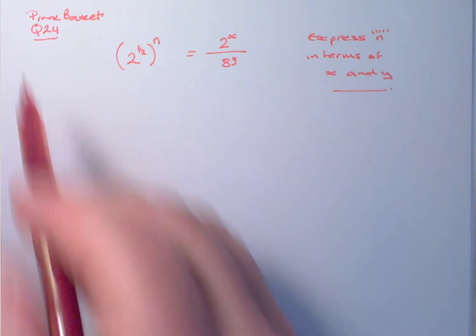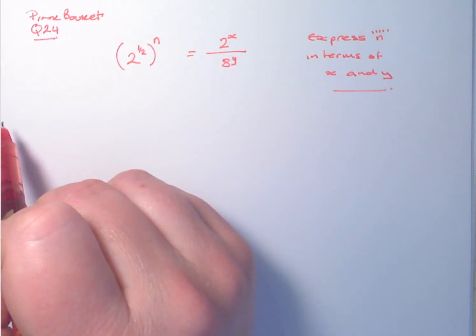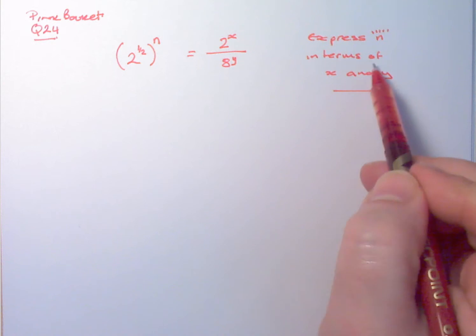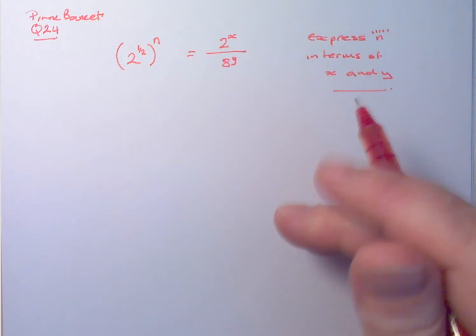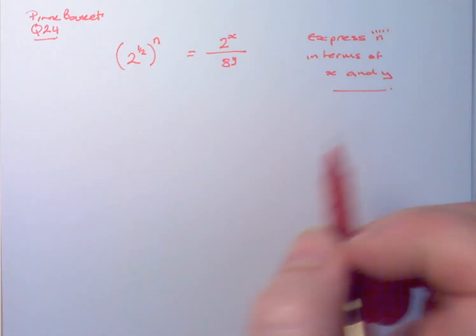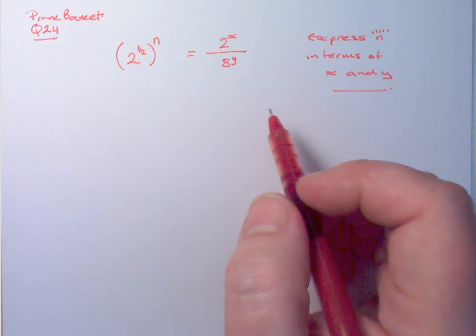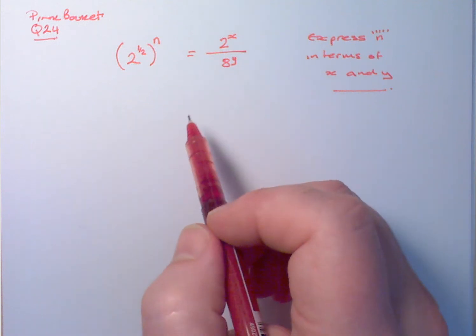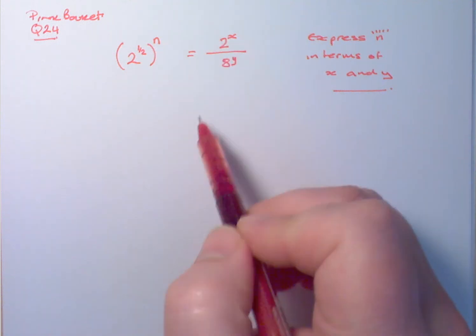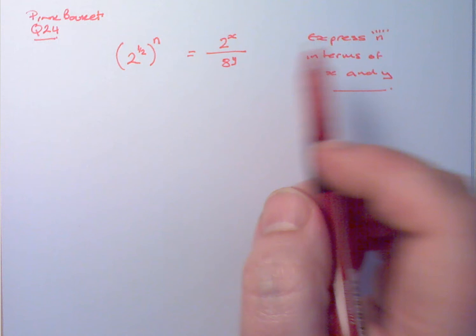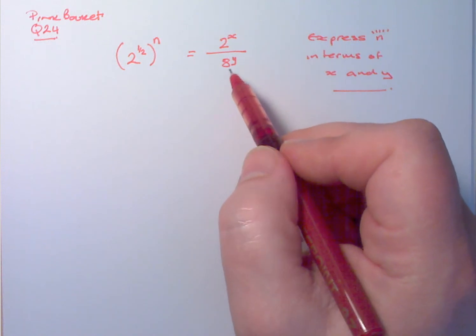This is question 24 from the pink booklet. We've got to express n in terms of x and y. So you're looking for n is equal to some expression involving x's and y's. And hopefully here you can see that this is all powers of 2. And you should be comfortable with your cubic numbers up to 5 cubed.